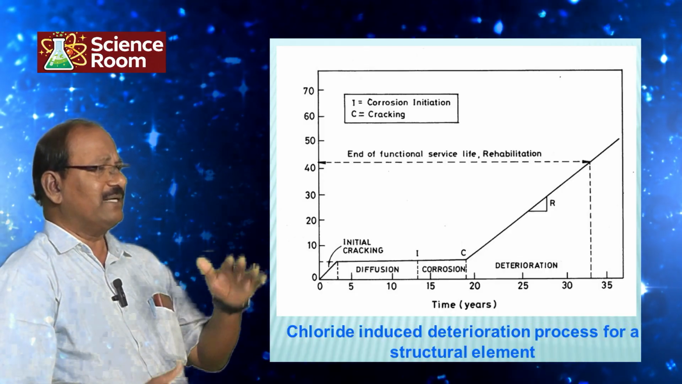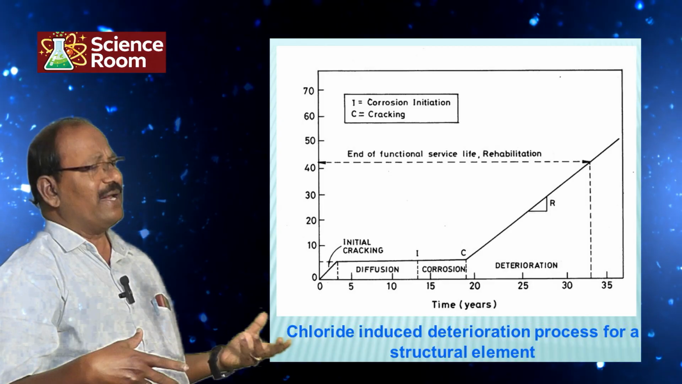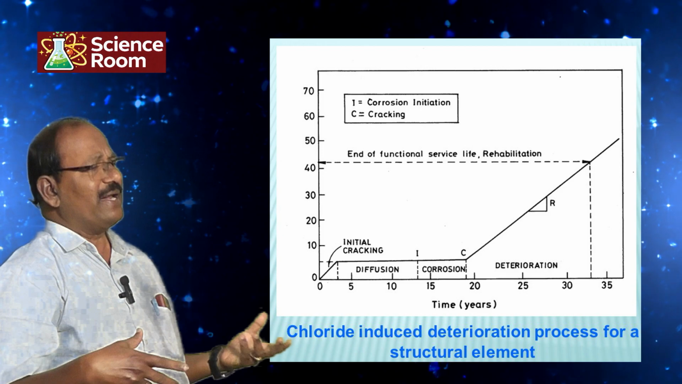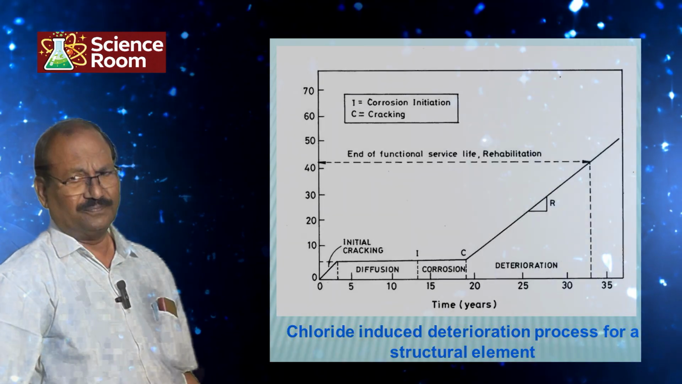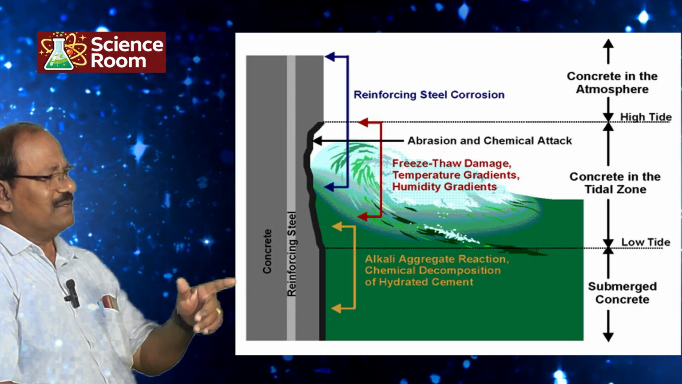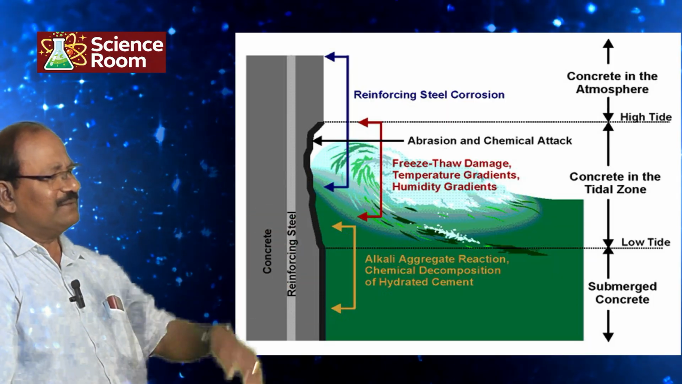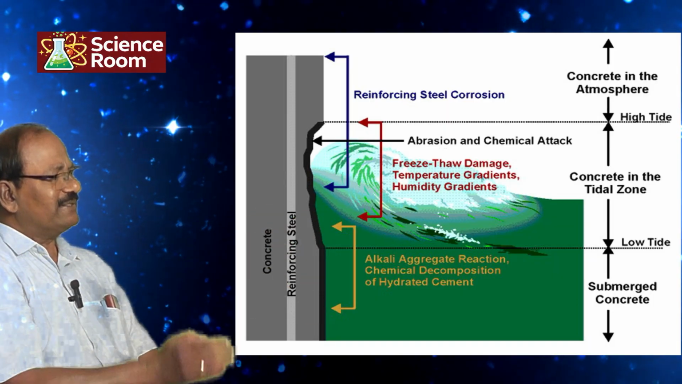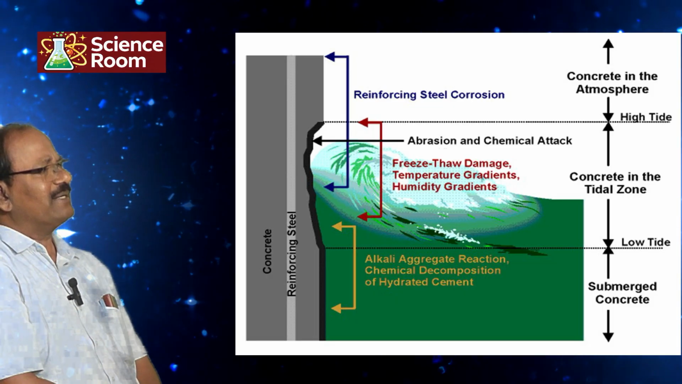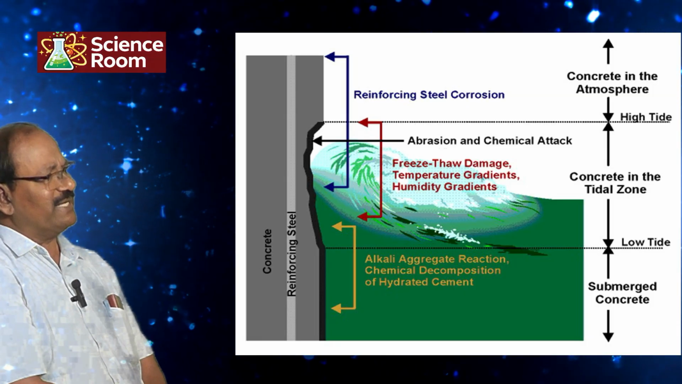There is a certain limit up to which we can allow corrosion. Beyond that, it will go, and afterwards failure comes. In the marine structure, it is a submerged structure. High tide and low tide are there. These tidal waves cause abrasion. They give abrasive forces, and the concrete is getting abraded, and chemical attack is also taking place.